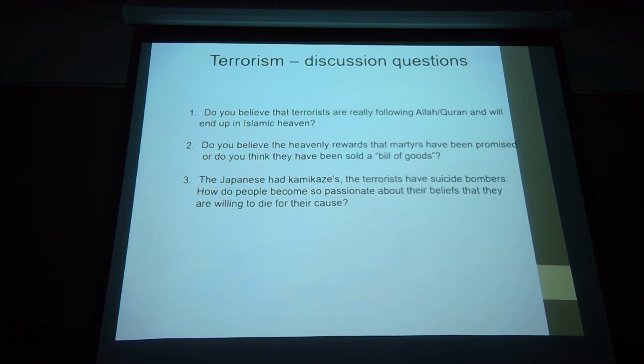Do you believe that the heavenly rewards that martyrs have been promised, or do you think that they've been sold a bill of goods? I think, again, it doesn't make sense that these kind of martyrs have been sold. Now, do I believe that the idea of martyrdom is real and that there might be rewards after this life? As someone who personally has faith, I do believe that there is a good version of martyrdom. But becoming a martyr isn't to the detriment of someone else.